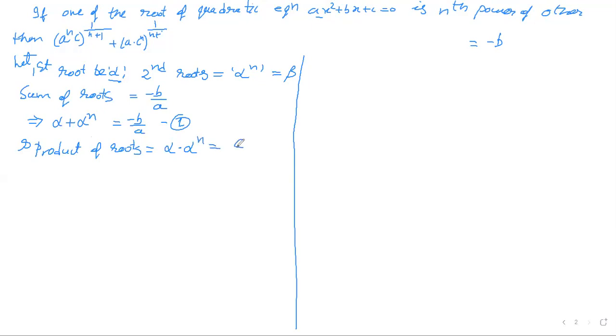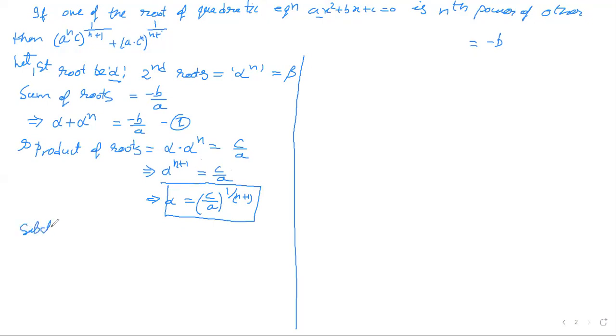Very good. It means the powers can be added: alpha to the power n plus 1 equals c by a, and it implies alpha equals (c by a) whole to the power 1 by n plus 1. Is that clear to you? Yes, sir. Any doubt to anyone? No, sir. Okay, so this is the value of alpha.